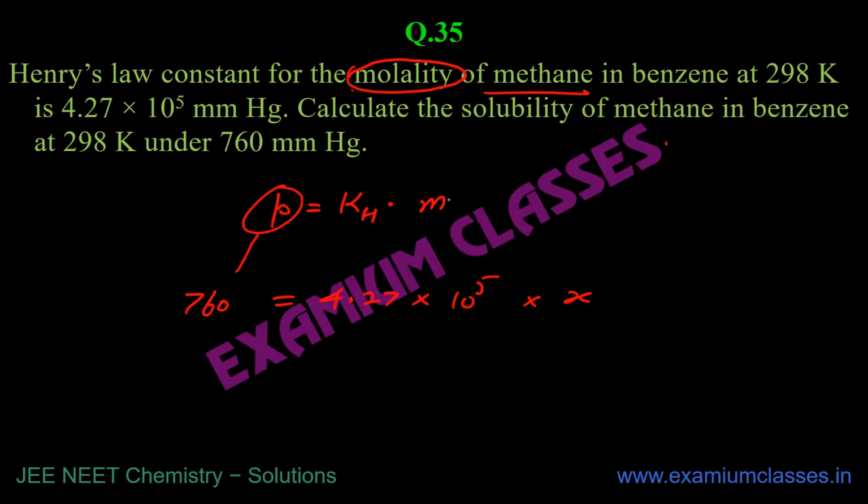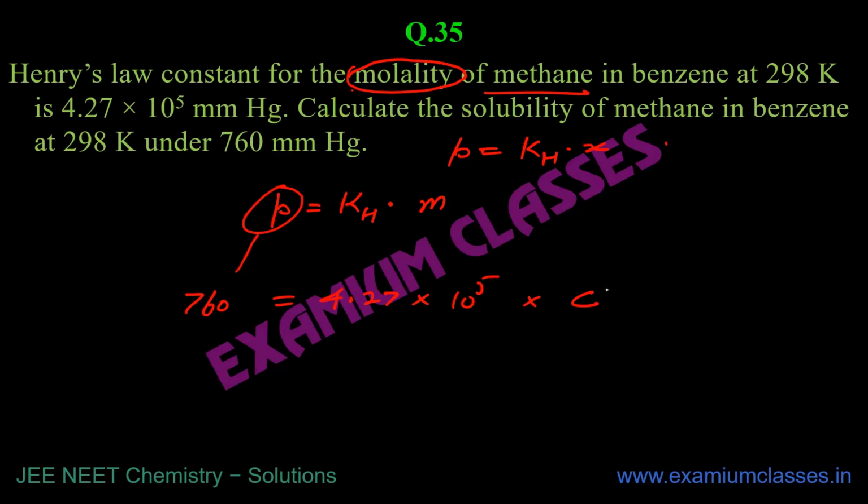Whenever you have this sentence, Henry's law constant for molality of methane, you will use this formula. Instead of P equals to KH X, you will say it is P equals to KH M. The reason is, in that case, instead of mole fraction, we will be talking about molality. So here it will be actually not X, here it will be C. And you will get the answer. Otherwise, you cannot get the answer in all such questions. Very specific type of questions, only this specific type of questions will be there.